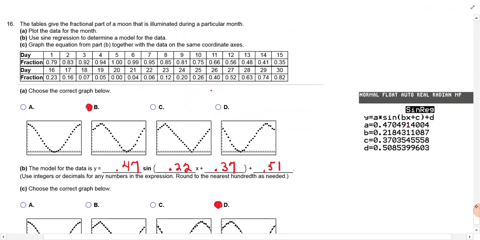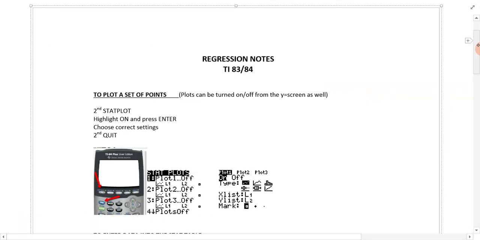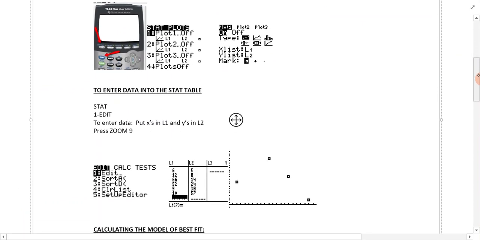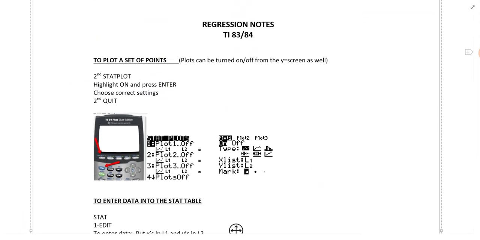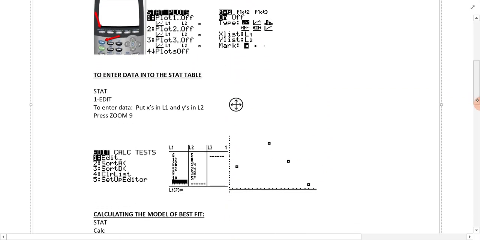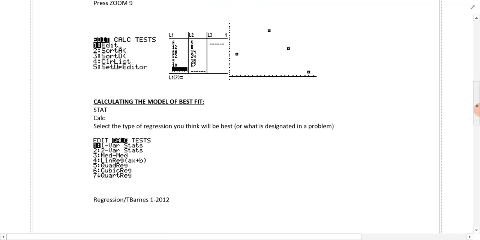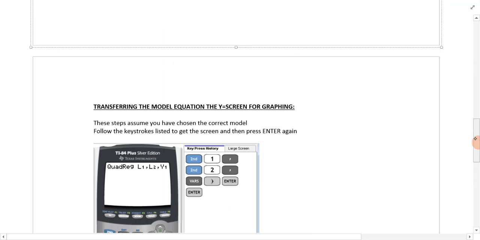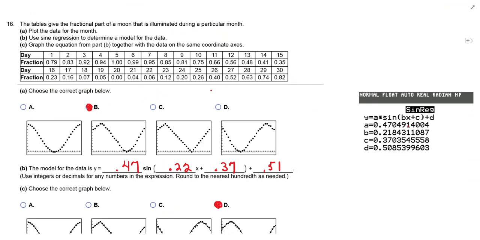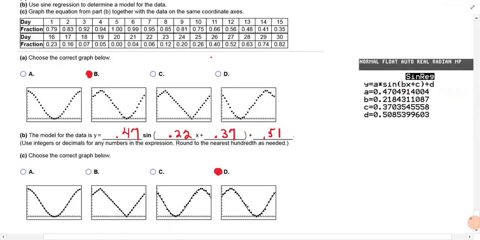All right, this one is a regression question in Trig. So if you've done regression in algebra, this shouldn't be too bad. But I am going to put with the lecture notes a page that I use in my algebra courses of how to do regression. And it talks about how to turn your calculator on to do regression, how to enter the data, and then to calculate the model of best fit. There's some other parts down here, but I'm not sure that you need those right now. But let's go back. So you'll have that sheet.